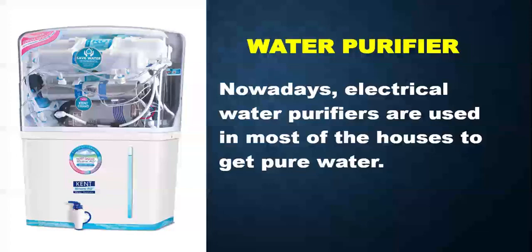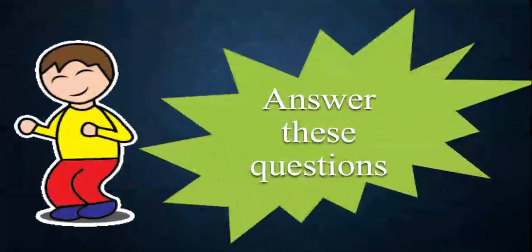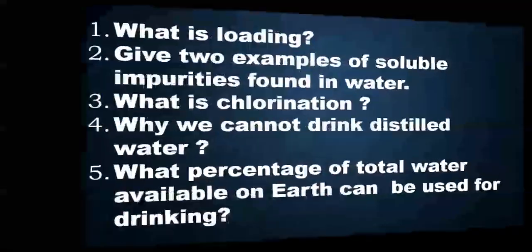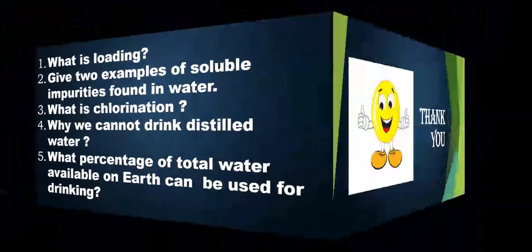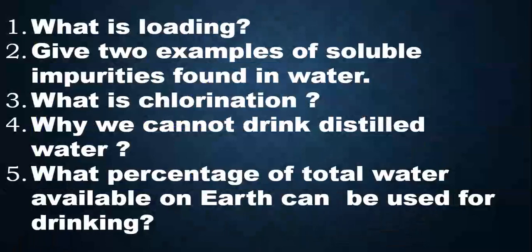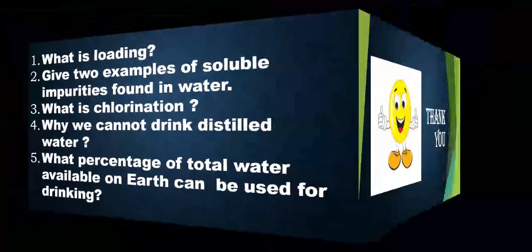So, children, that's all for today. We have completed the chapter. Now, try to solve the questions given in the next slide to test your own knowledge. The first question is, what is loading? Then, give two examples of soluble impurities found in water. Then, what is chlorination? Then, why can we not drink distilled water? And the last one, what percentage of total water available on Earth can be used for drinking?